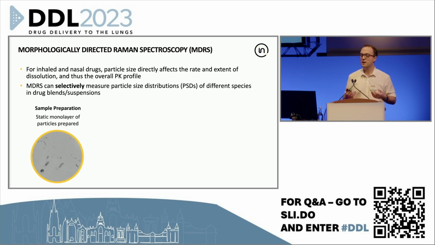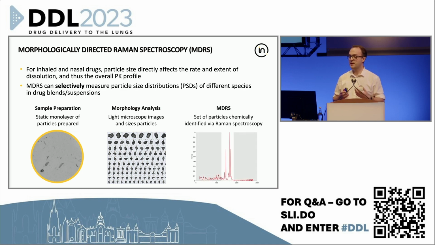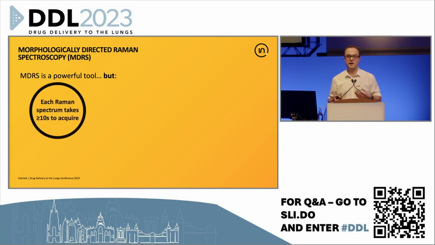To do that, firstly, when you prepare your sample, you want a static monolayer of your particles. Here we have a nasal suspension imaged under a microscope. Then those particles are all imaged and sized via light-based microscopy. That's the morphologically directed part of the analysis. And then the MDRS is added on top, where a set of those particles are chemically identified via Raman spectroscopy. That provides the selective nature of the analysis. So MDRS is incredibly powerful. However, each Raman spectrum takes at least 10 seconds to acquire.